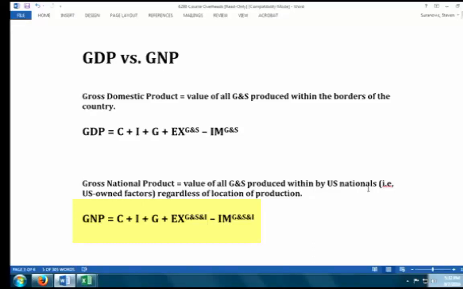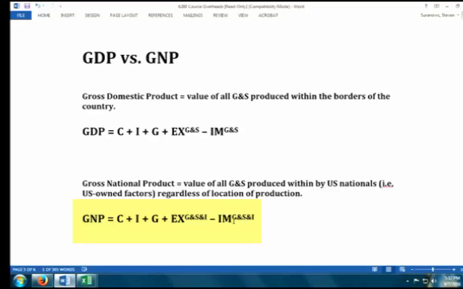So produced by U.S. nationals. That is U.S.-owned factors of production, and here we don't care where in the world the production is taking place. So gross national product is going to incorporate, by virtue of having the current account as the last expression over here, so this is exports minus imports, the current account balance we're including.